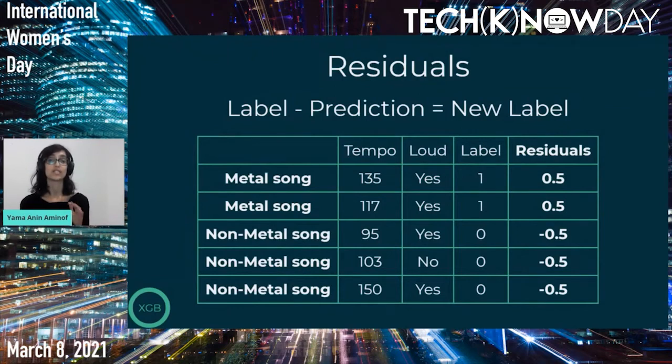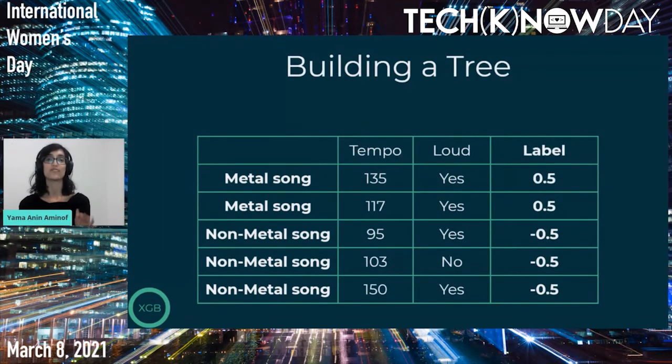Then we calculate the residuals, the difference between the labels and the prediction. So for metal songs, we get 1 minus 0.5, which is 0.5, and for non-metal songs, we get 0 minus 0.5, which is minus 0.5. And we call them our new labels. And then we build the first tree. That tree tries to predict the new labels.